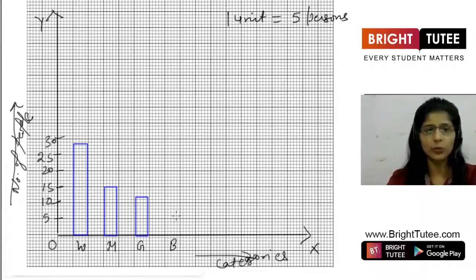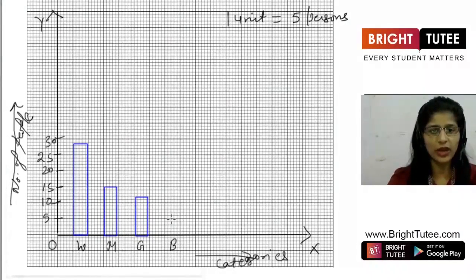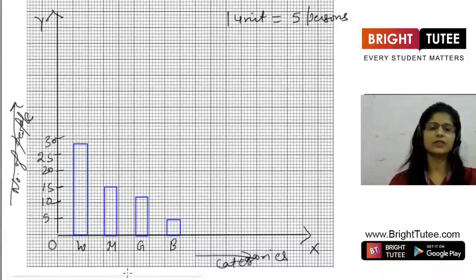Then the next one is boys, right? And there are 5 boys who have visited the store. So for this we will mark 5, right? 5 is here, the first one. So this is 5. So what we have done, we represented the data in the tabular form, that is frequency distribution table, and then we have represented it using the bar graph. Clear? So let us move to the next question.